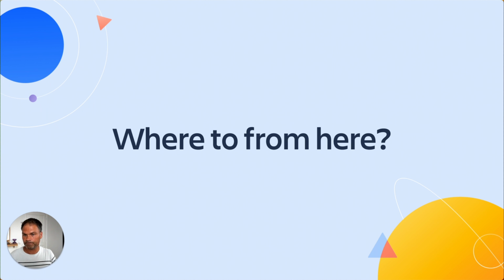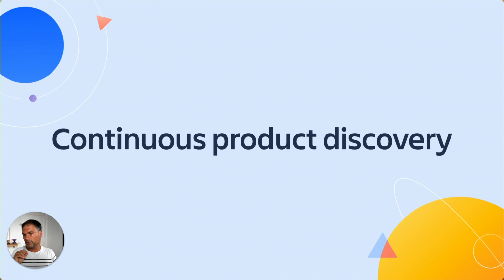So where to from here? What do we do when we start from this realization that those truths are truths and they are not things that you can bargain or negotiate with? That's where product discovery comes in. That's the better way to manage this.